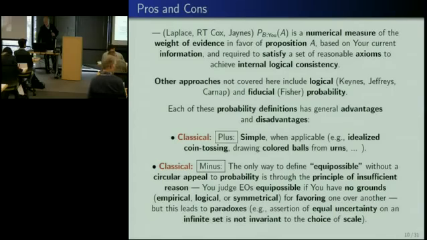Also, there's a problem in trying to define equipossible without a circular appeal to probability. And the only way to do that is through something that Mr. Laplace called the principle of insufficient reason. In effect, you judge elemental outcomes equipossible if you have no grounds for favoring one of those outcomes over another, and those grounds might be empirical or logical or based upon symmetry. This turns out to lead to paradoxes when you're working with infinite sets. The assertion of equal uncertainty on an infinite set is not, as it turns out, invariant to the choice of scale, and nor should it be. And I'll show you what I mean by that.